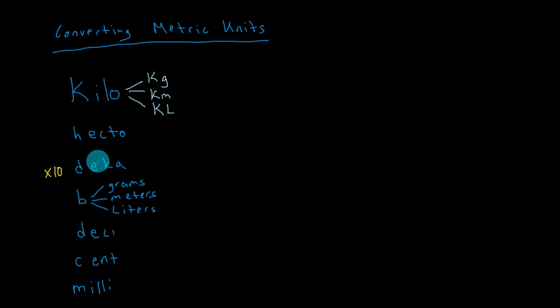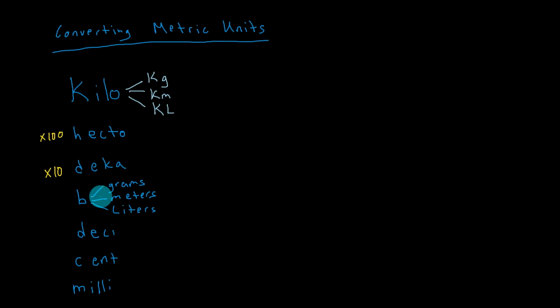And now if I were to move up to hecto, the hecto set of units are 10 times larger than the deca set of units. But how many times larger are the hecto units from the base set of units? Well, that's times 10, times 10 two times. So it's a multiple of 10 doubled basically. So 10 times 10 is 100. So the hecto set of units are 100 times larger than the base set of units.